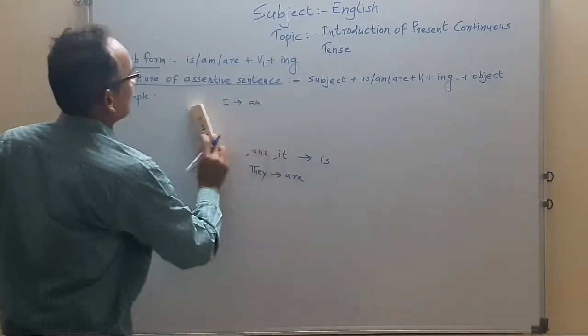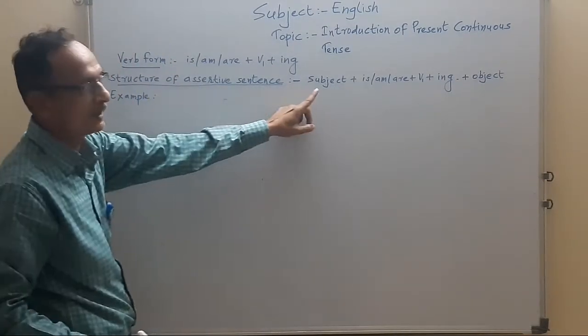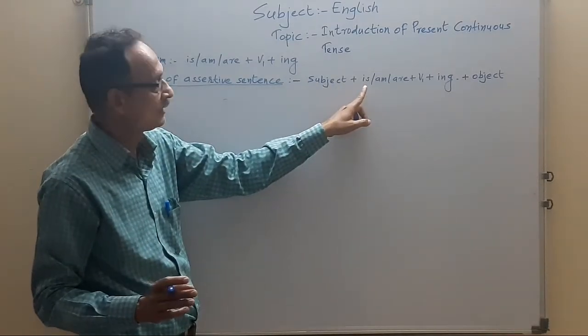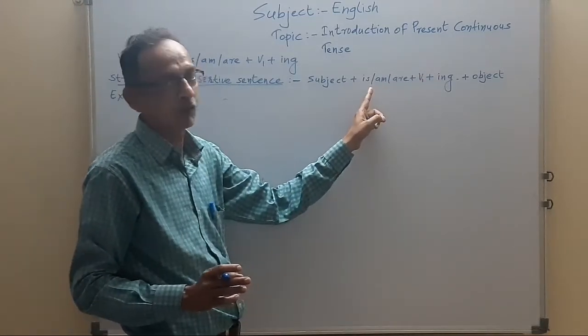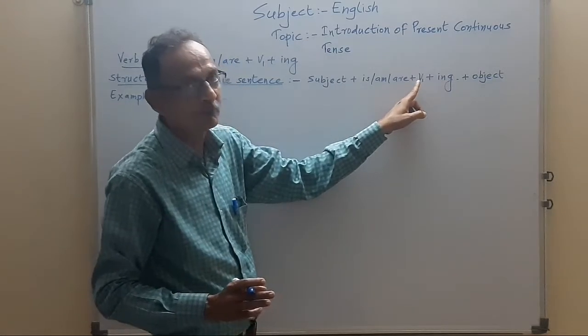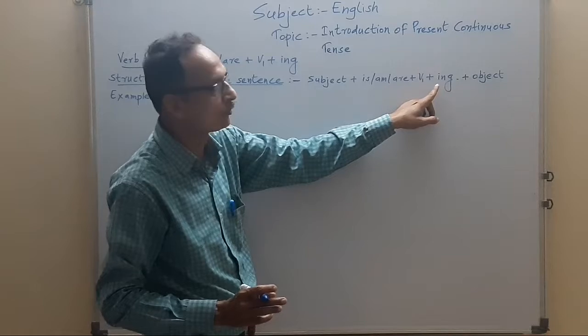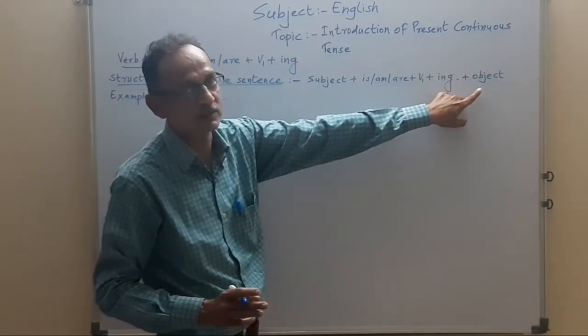So this is the structure of the assertive sentence. I repeat: subject plus is, am, are. We can use one of the to be verbs from that, plus the base form of the main verb, plus we join ing to the main verb, and then the object.